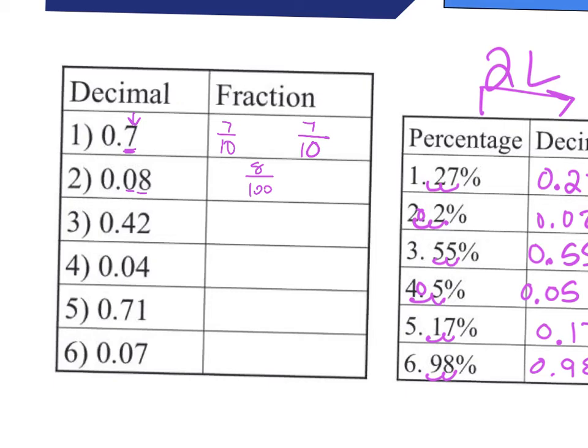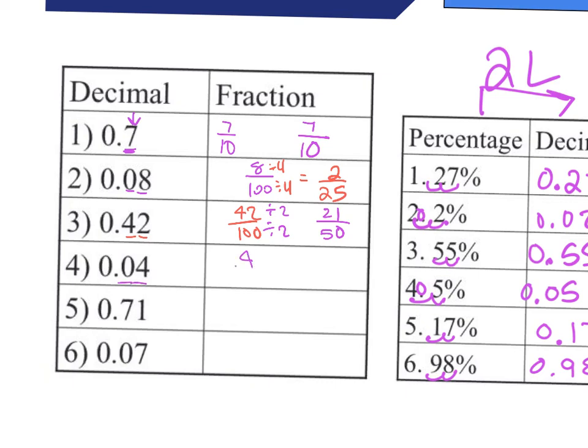And then we always have to simplify it. Divide both top and bottom by 4, and you get 2/25ths. Please remember to simplify all the way. If you do not simplify, it's not worth the proper amount. You have to make sure that you always simplify. You always want to simplify as much as possible. 42/100ths. I can divide both of those by 2, and I get 21/50ths.